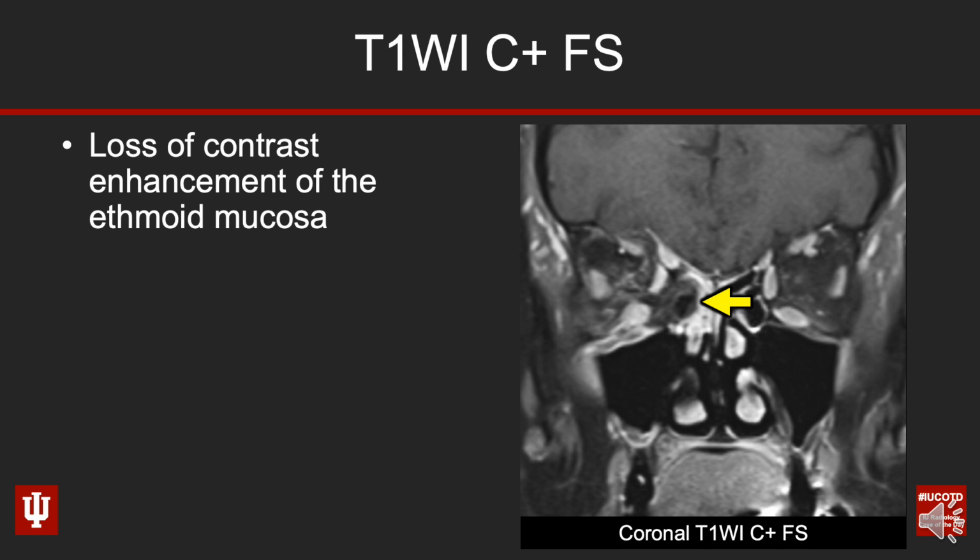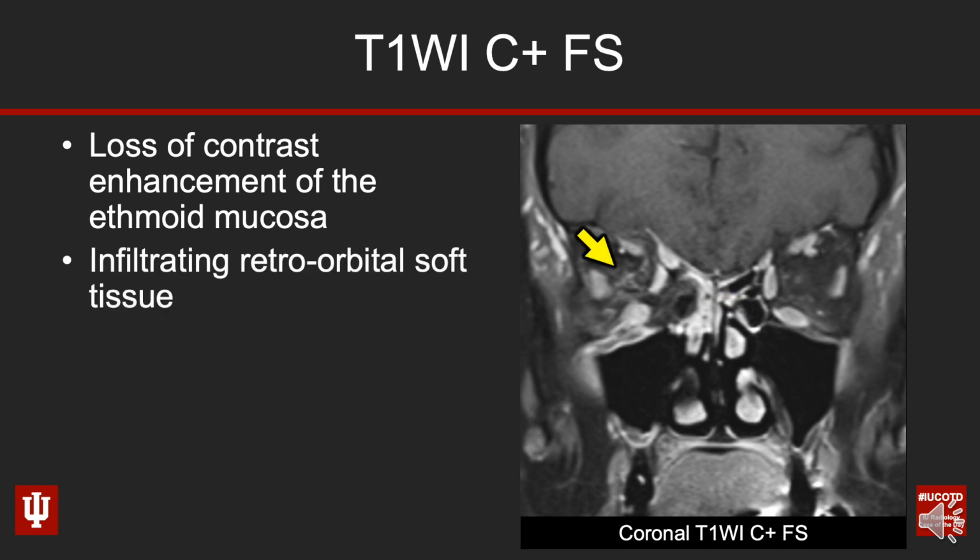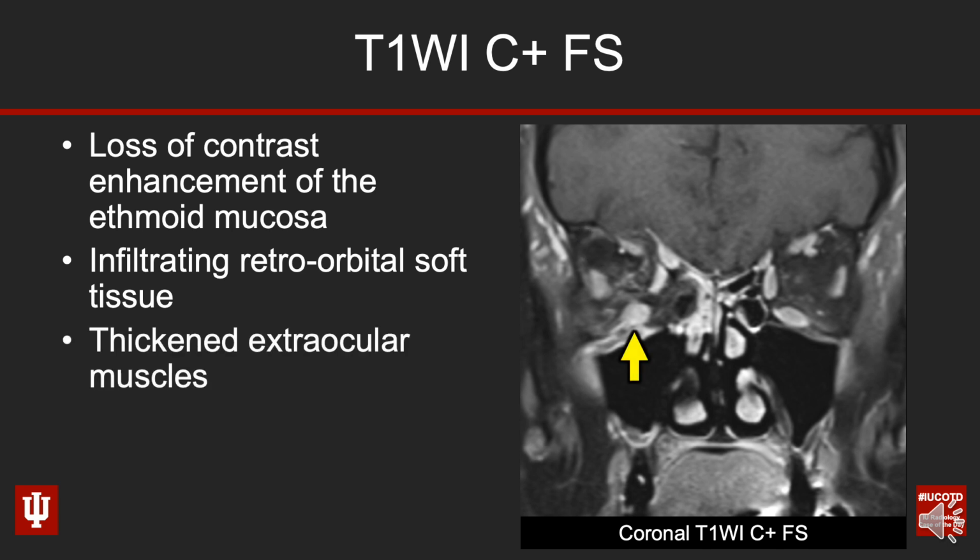As we take a look at the coronal T1 post-contrast fat-saturated sequence, again, we see that area of non-enhancement of the ethmoid sinus mucosa, a very worrisome finding. We also see that infiltration of the retroorbital soft tissues and the thickened extraocular muscles like we talked about on the CT. So this is a nice example of why we want to fat saturate our post-contrast sequences, because it helps us to see what's enhancing.